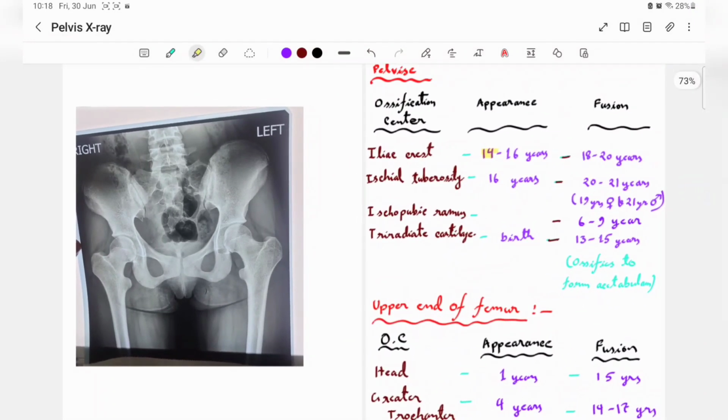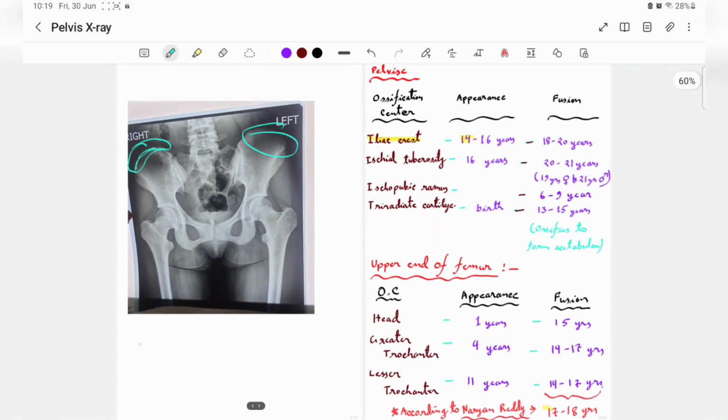In this X-ray, you can see the iliac crest, but there is a little gap here. So it seems that the iliac crest has appeared, but here you can see a gap, a gap here, and here also is a gap. So you can say that the iliac crest has appeared but not fused. So by the appearance of the iliac crest, you can say that he or she is 14 plus.